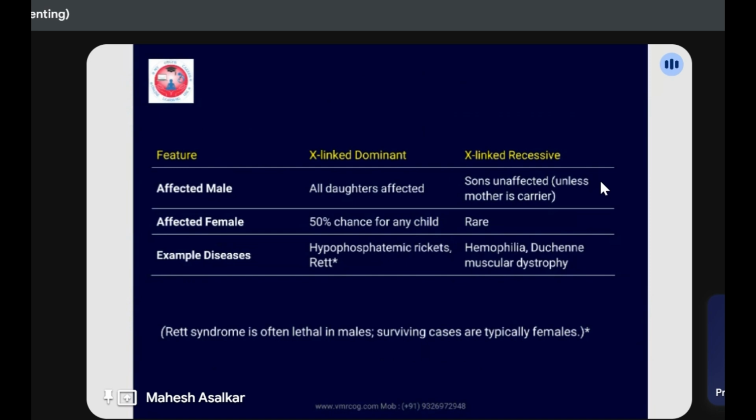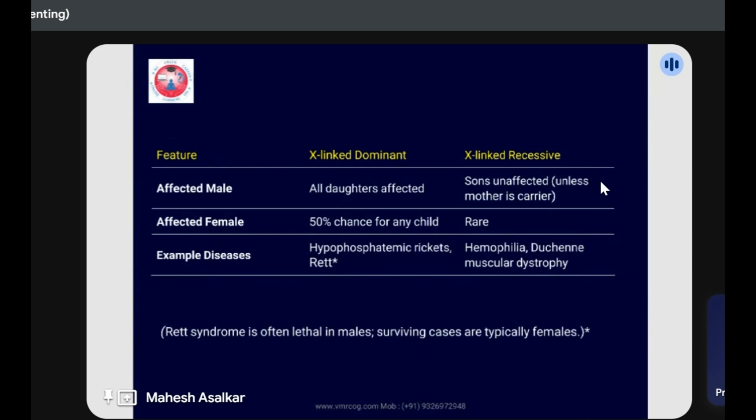In X-linked recessive, all sons will be unaffected unless the mother is a carrier. If there is an affected male in X-linked recessive, his son will never be affected. While in X-linked dominant, all daughters will be affected. Now, in X-linked dominant, if you have an affected female, there is a 50% chance for every child to be affected. And in X-linked recessive, an affected female is rare.